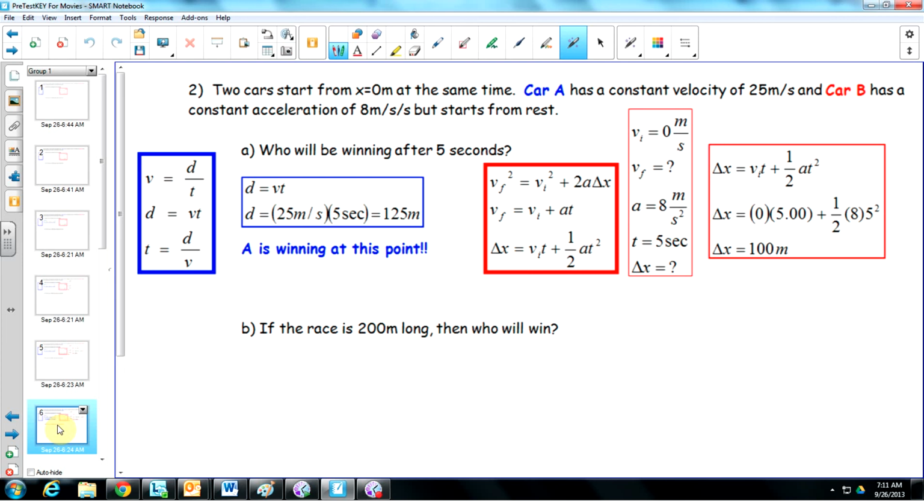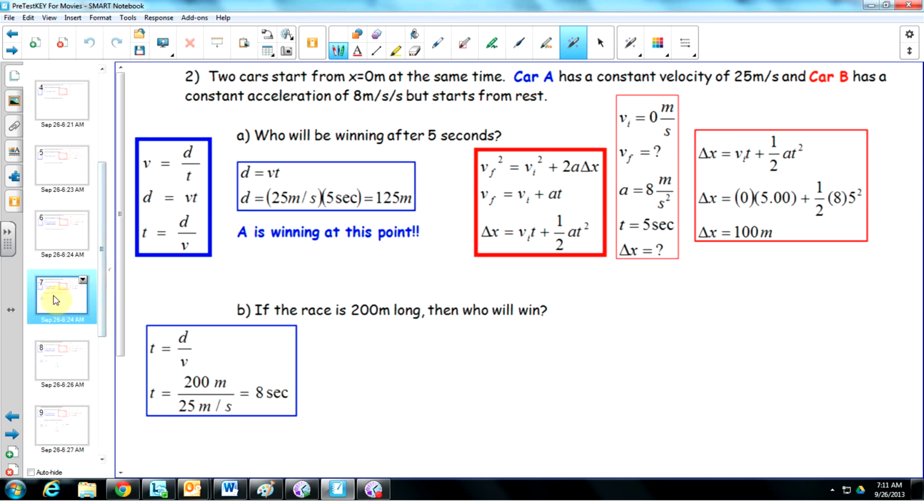Okay? Let's see what happens after 200 meters, though, which is the finish of the race, and we'll see who has won at that point. So we're going to do very similar things. This time we know different information. This time we have the 200 meters that we know, and we still have our 25 meters per second over here, which was the velocity. So I can go ahead and plug and chug through this easy equation, and we can get our 8 seconds is how long it's going to take for car A to go those 200 meters.